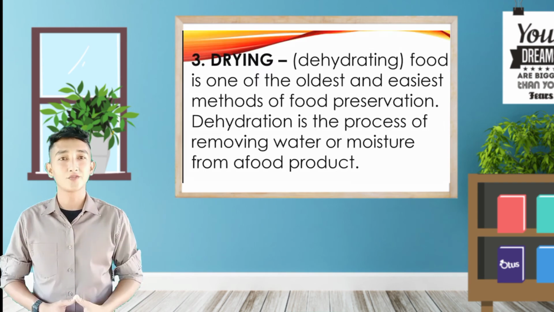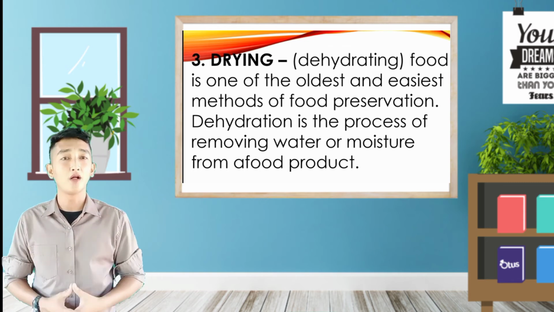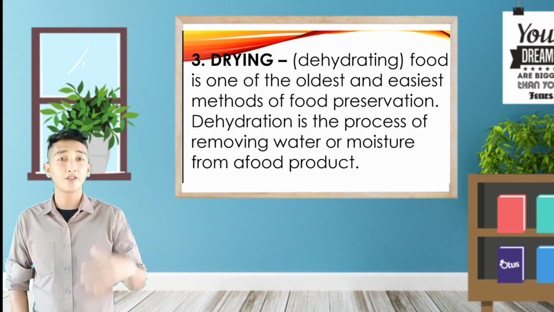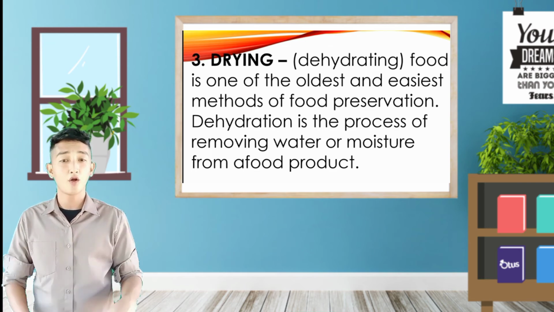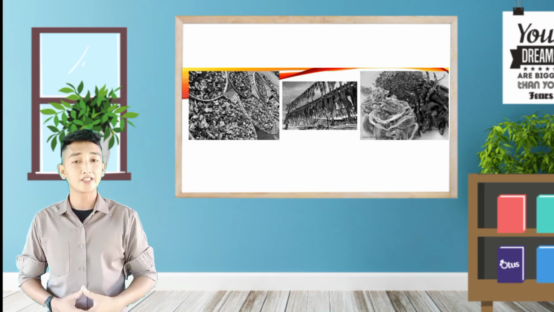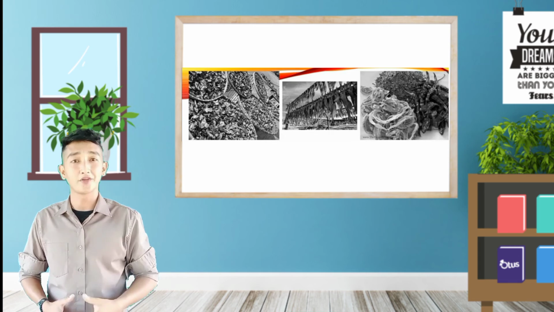The next one is drying, or let's just say dehydrating food. This is one of the oldest and one of the easiest methods of food preservation. Dehydration is the process of removing water or moisture from a food product. Drying is done by exposing the food under the heat of the sun to eliminate its water content.